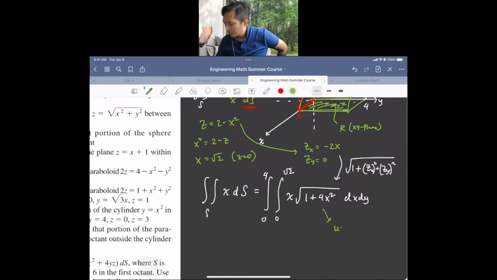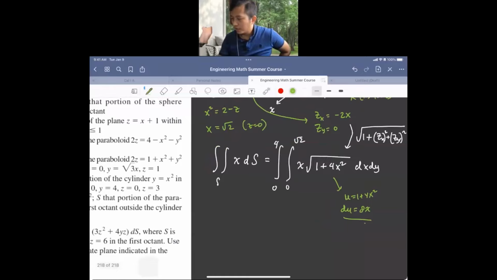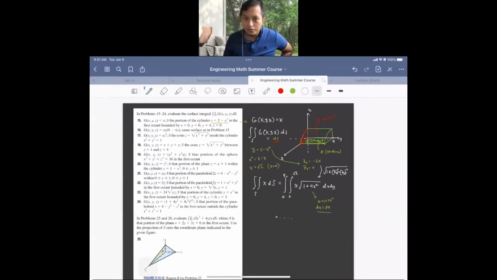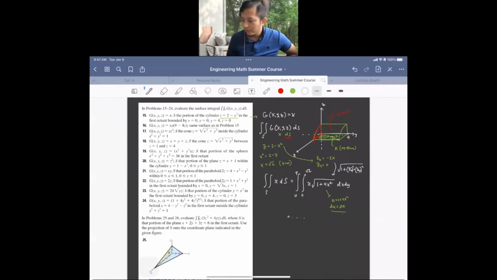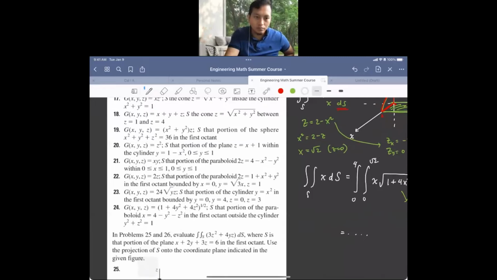And compute. Use some substitutions. I think you can calculate and compute at the end here, and using calculators, I think you can get your result. That's for number 15. Okay, maybe let me just jump to number 20.